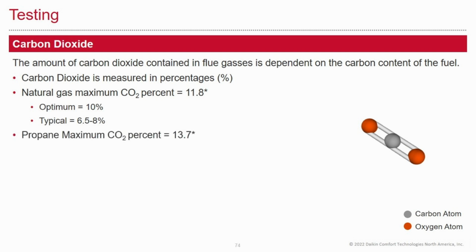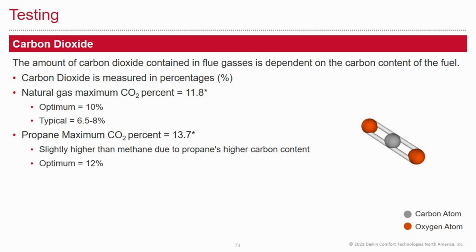Propane maximum CO2% is 13.7, although the maximum theoretical level is never reached in practice. LP is slightly higher than methane due to propane's higher carbon content. Optimum is 12%. Typical is 8 to 10%.